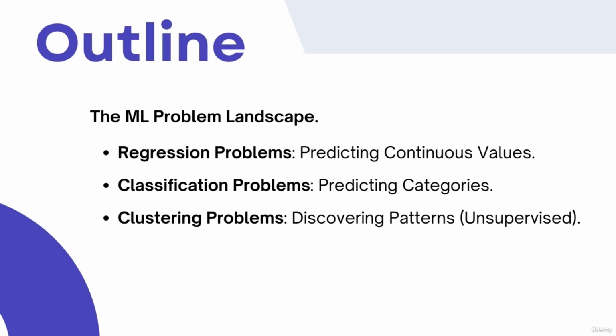Here is our agenda. We will break the machine learning landscape down into three distinct territories. First, regression problems. This is where we predict continuous numbers. Second, classification problems. This is where we predict categories or labels. And third, clustering problems. This is our unsupervised technique for discovering hidden patterns without prior knowledge. Let's see how they fit together.